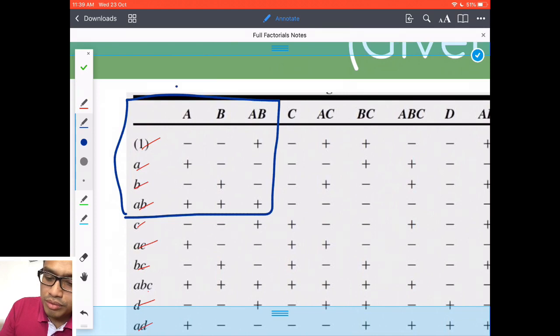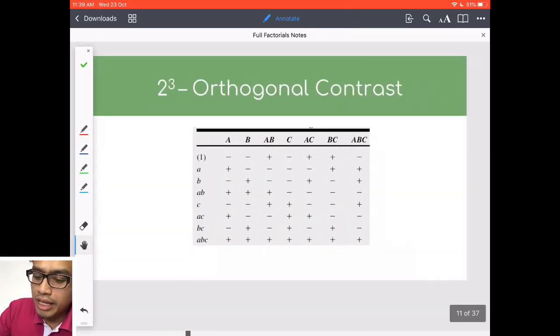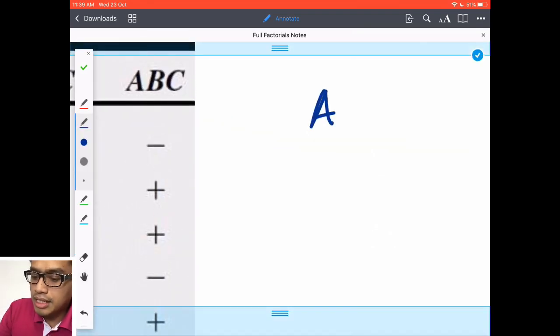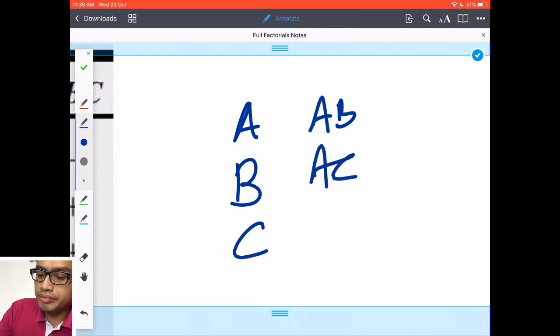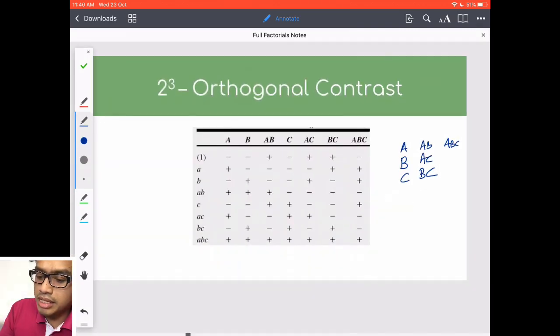2 and 2. Right. 2 to the power of 3, that means you have A, B, C, and interactions A, B, A, C, B, C, and the triple interaction A, B, C. You see A, B, A, B, C, A, C, B, C, and A, B, C. 2 to the power of 3 equals 8 runs. Right? 1, 2, 3, 4, 5, 6, 7, and 8 runs.